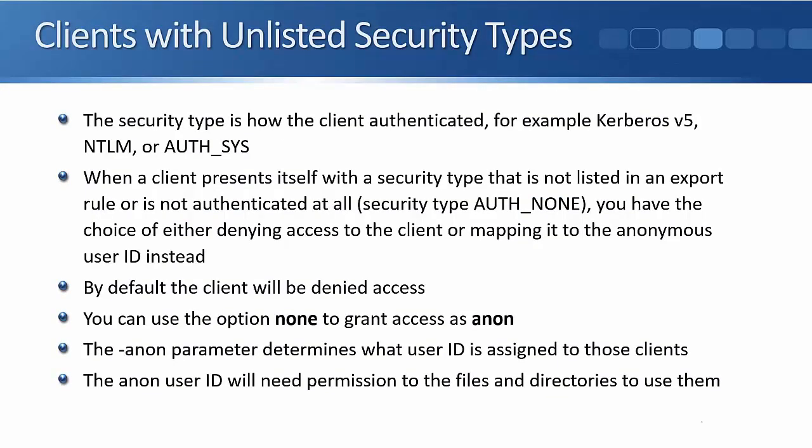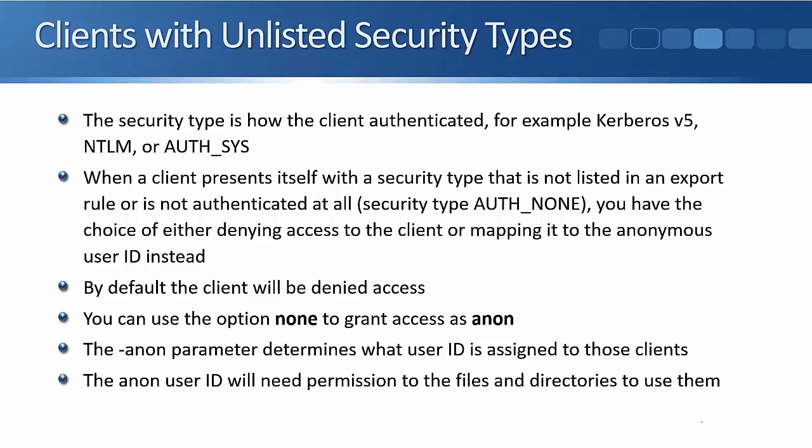Next thing to cover in more detail is clients with unlisted security types. This is where we're going to talk about the security type of none and the anonymous user. The security type, as we've been covering, is how the client authenticated. For example, Kerberos version 5, NTLM, or AlphaPrep, which is using the local user database.